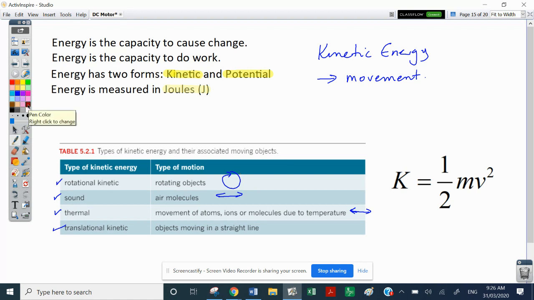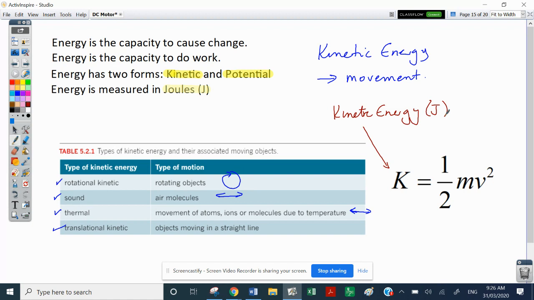The formula for kinetic energy is given over here. It's quite a simple formula. It is a half mv squared. So let's have a look at it. I'll just rub that out because I need to run around it. So K stands for, obviously, kinetic energy. And it's going to be measured in joules.